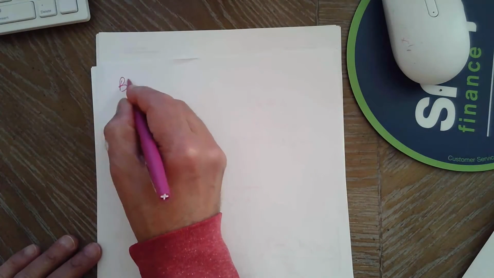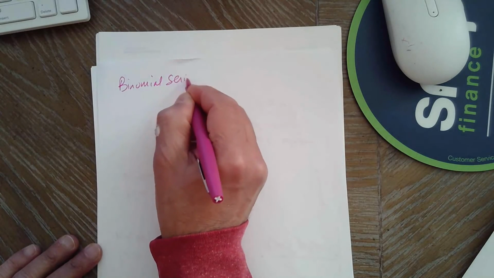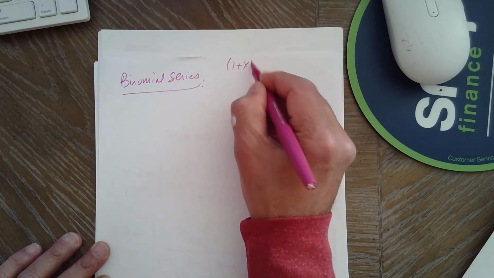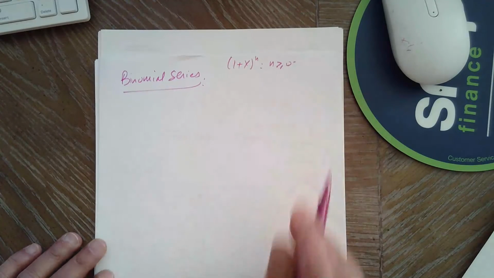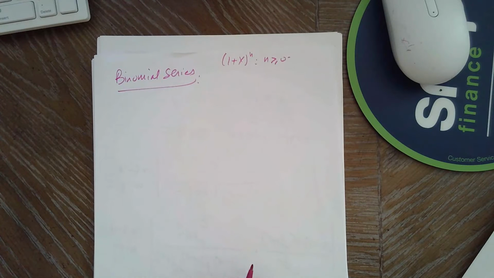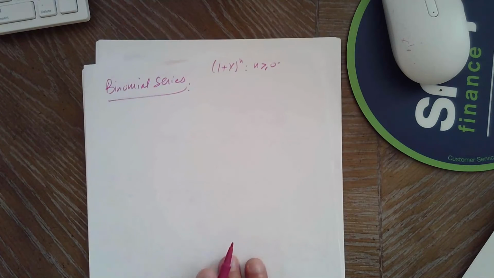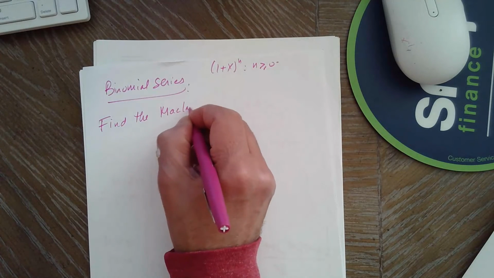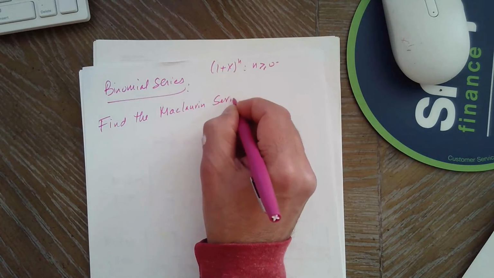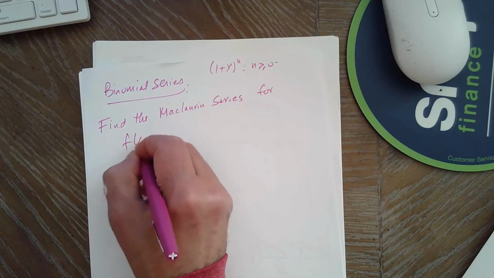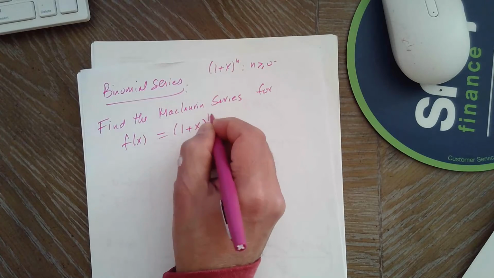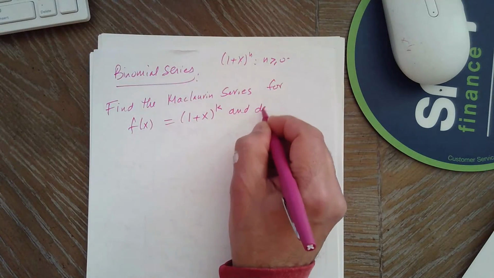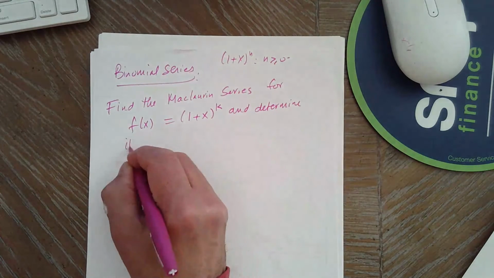Straightforward, okay? So now, binomial series. In college algebra, we go over binomial expansion of 1 plus x to the n, where n is greater than or equal to 0. Here, we're going to look for the binomial expansion into a series for any k. So find the Maclaurin series for f of x equals 1 plus x to the k, and determine its radius of convergence.